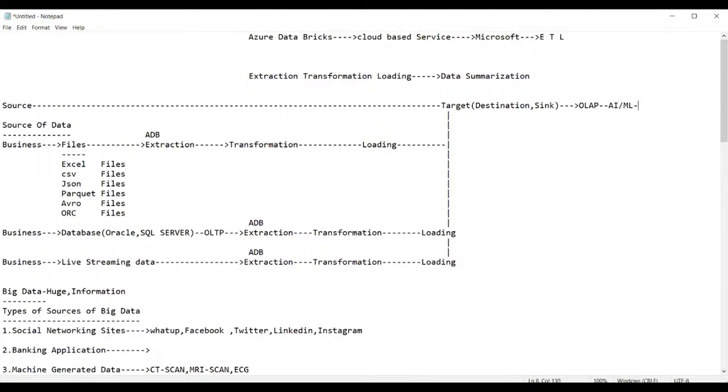There is a misconception in the market that if you know ADF, you should also know ADB, then only you'll get a job. It's not like that. These are two different services. ADF has its own functionality and ADB has its own functionality. The only thing is the market is a bit low, so you are worried, that's all.